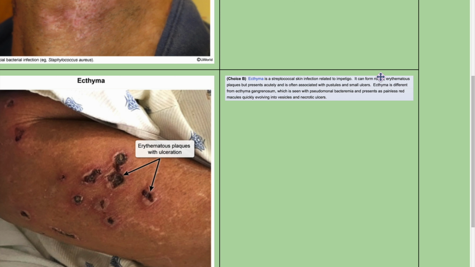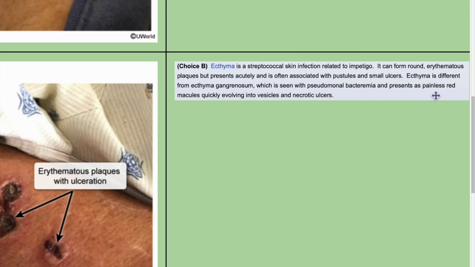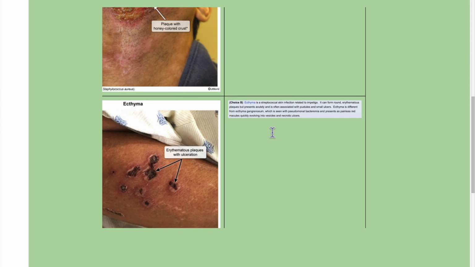Okay. It can, excuse me. It can, water break. It can form round erythematous plaques, but presents actively and is often associated with pustules and small ulcers. Ecthyma is different from ecthyma gangrenosum, which is seen with Pseudomonas bacteremia and presents as painless red macules, quickly evolving into vesicles and necrotic ulcers.